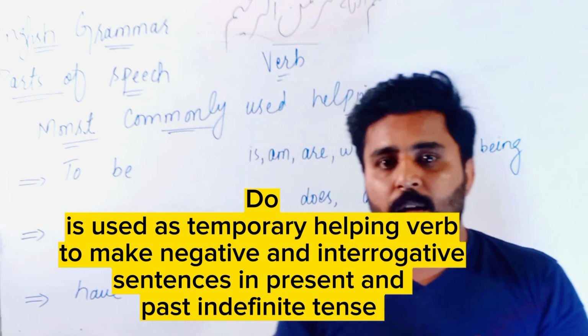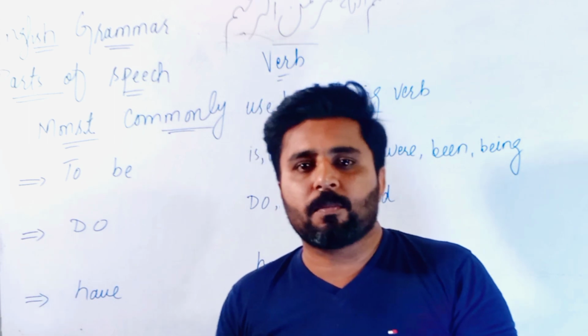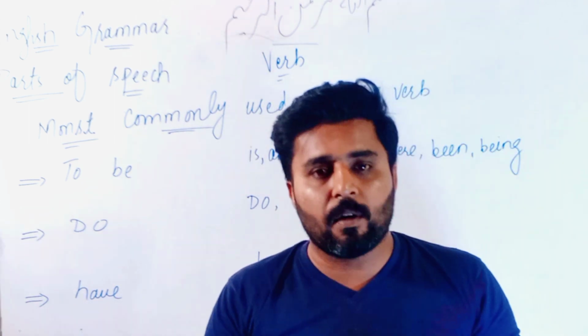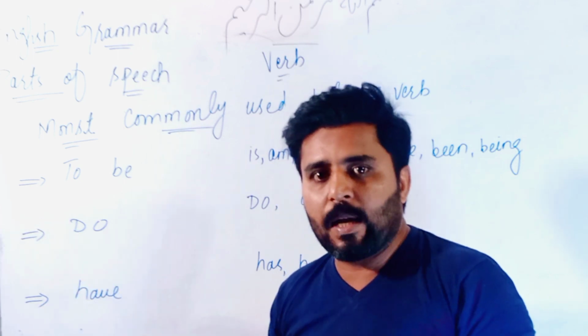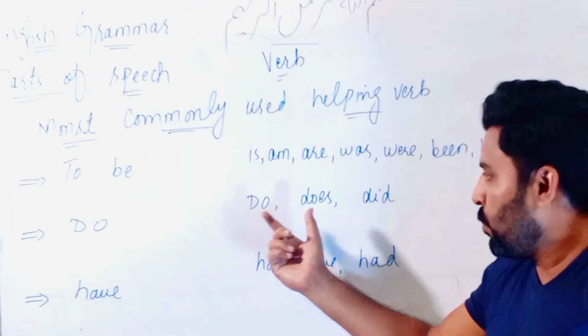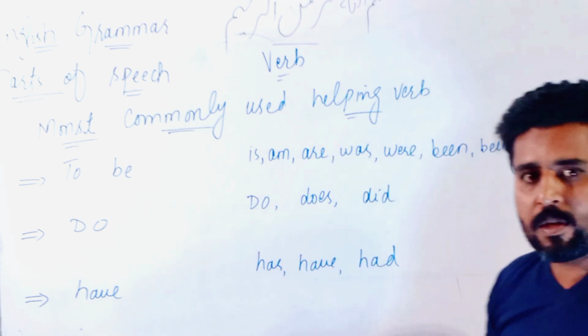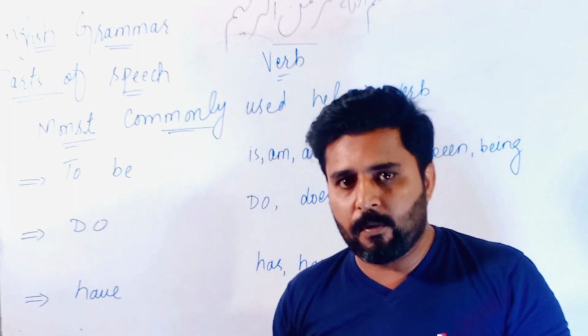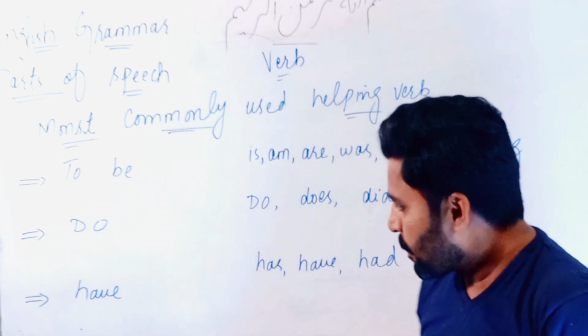करना। बट व्हेन वी टॉक अबाउट प्रेजेंट इंडेफिनिट टेंस, प्रेजेंट इंडेफिनिट टेंस में जब हम सेंटेंसेस को नेगेटिव और इंटेरोगेटिव शेप में लेके जाते हैं, then we use do as a temporary helping verb. We use do and does in present indefinite tense, and did is used as a helping verb in past indefinite tense to make negative or interrogative sentences.